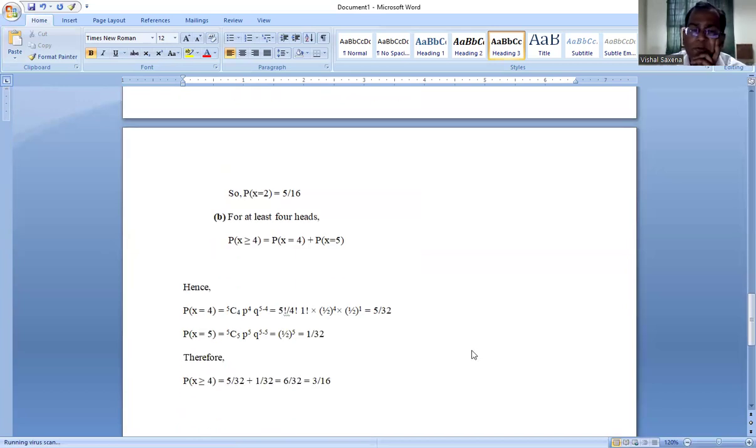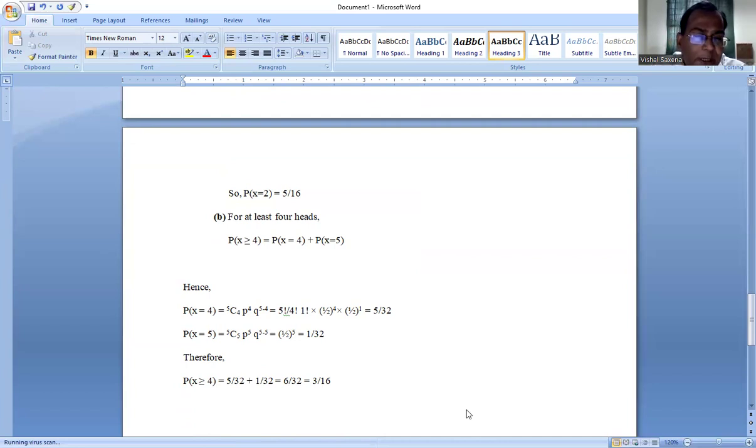For the probability for x equal to 4, how can we calculate it? By the formula nCr, where n is 5 and r is 4: 5C4, then q raised to the power n minus r, which is 5 minus 4, and p to the power r, which is 4. Now we put in the values of small p, small q and the combination term and solve it. Finally it becomes 5 by 32, that is the probability for 4 heads.